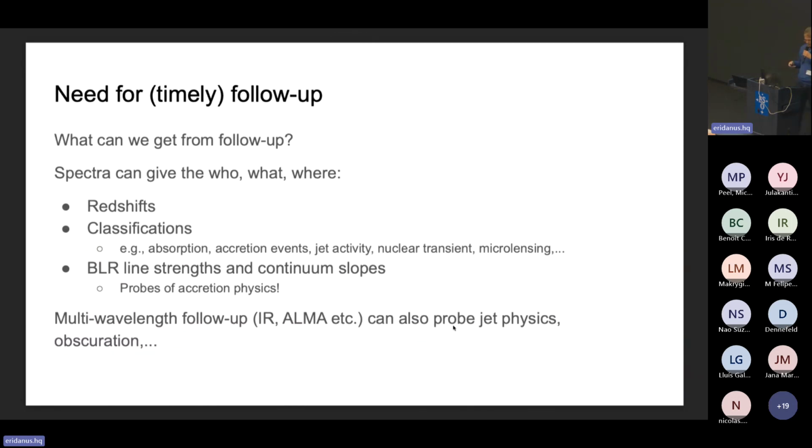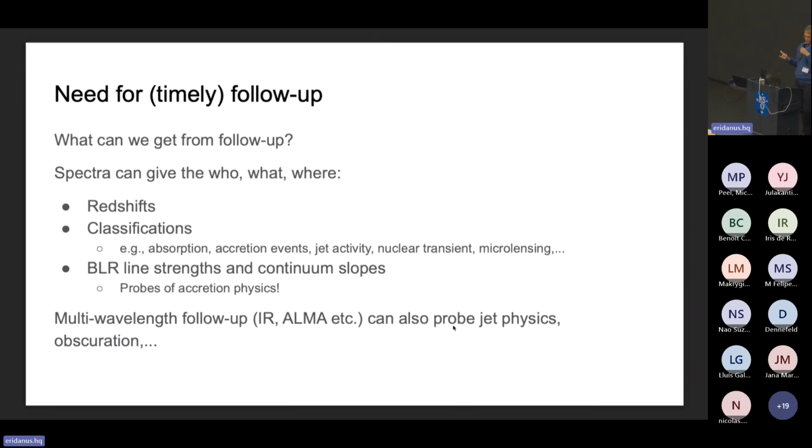So hopefully I don't need to persuade you too much that it's worth following these things up, and we can get a huge amount of information from the spectra. As with any extragalactic transient, you need to know what it is, where it is, and who it is. So you need a redshift to work out how far away it is. You want some sort of classification.